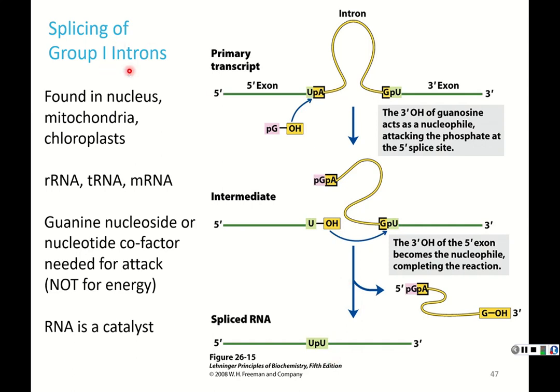Right, so splicing of group 1 introns. These are found in the nucleus and mitochondria, also in chloroplasts in plants. They're in ribosomal RNA, transfer RNA, and messenger RNA. These are the ones where a guanine nucleoside cofactor is needed for attack. Here we have our intron, and this exogenous guanine residue is needed to attack at a particular site. It binds to the start of that intron, and it frees up a free end of this exon, which then can attach to the next exon. In a sense, you're just removing this yellow intronic sequence and sticking the two green pieces together. RNA is a catalyst for this.